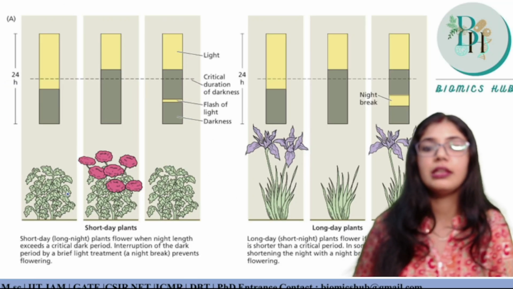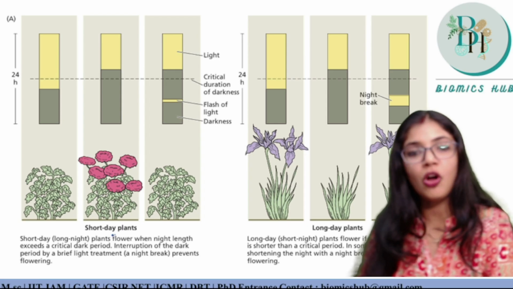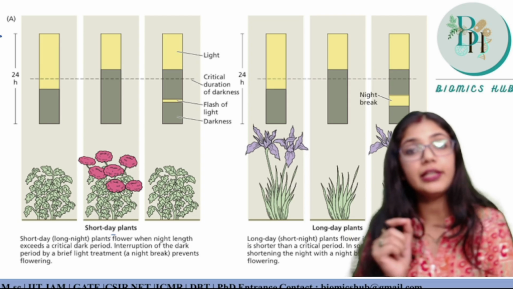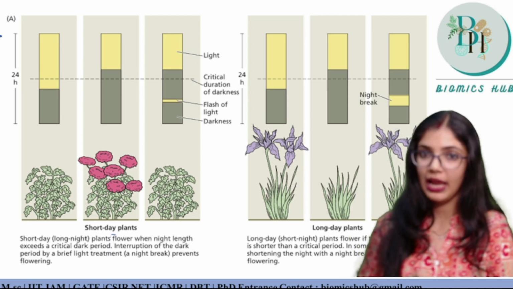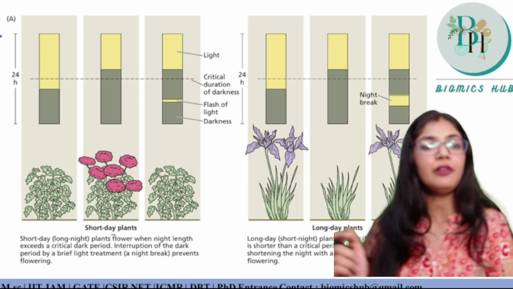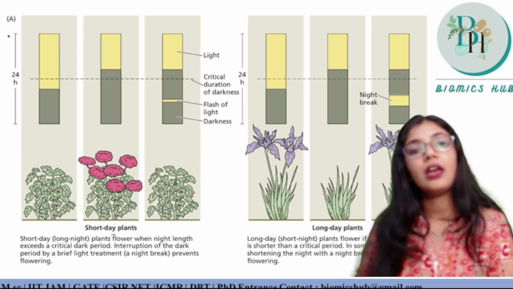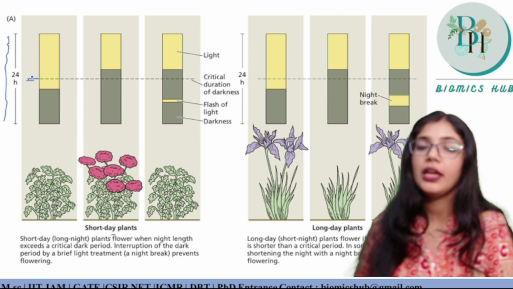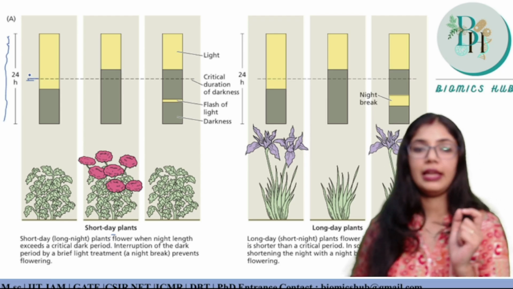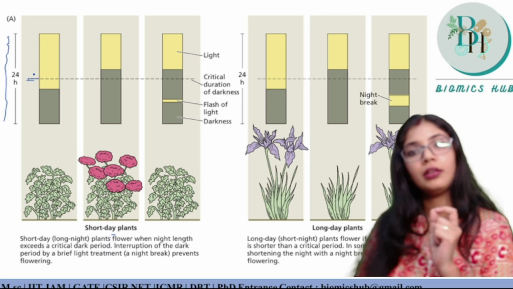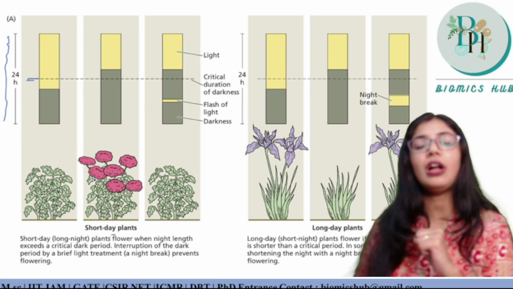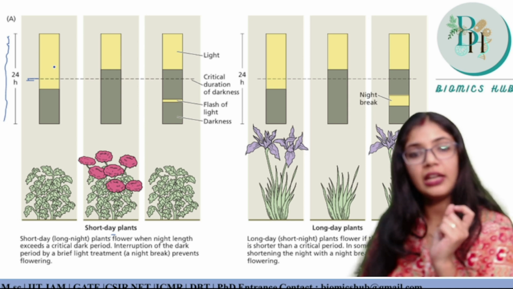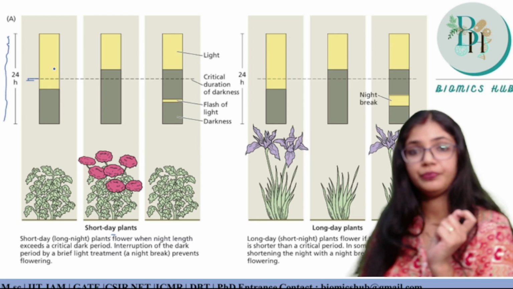So this is a condition of the short day. What we have discussed is critical day length, the minimum amount of light which is required by the plant for doing the flowering. Here suppose it is 24 hours. Here the 12 hours is the critical day length which is required for the plant to do its flowering. So what happens in case of short day plant? We can see here short day, that means night is more.